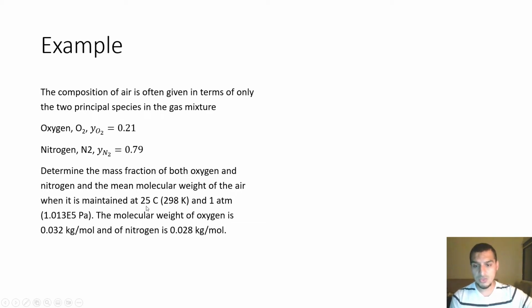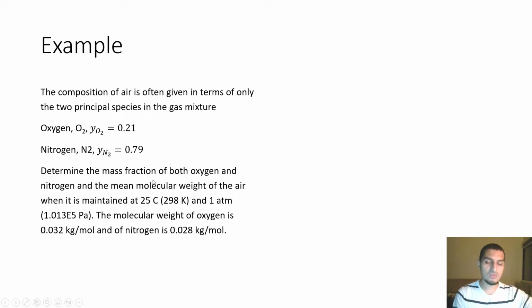We know that the temperature is 25 degrees Celsius and the pressure is 1 atmosphere, and we know the molecular weights of both oxygen and nitrogen in kilogram per mole, which is gonna be 32 gram per mole for oxygen and 28 gram per mole for nitrogen. So this is a very simple, straightforward problem. So in this case, we'll first go for the first requirement, which is the mass fraction.